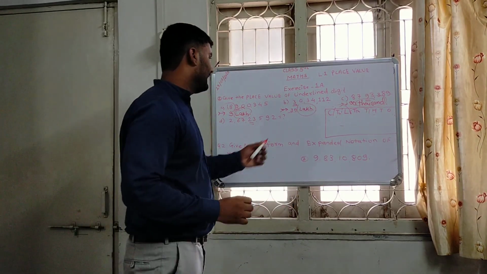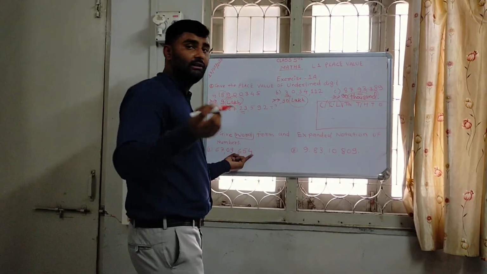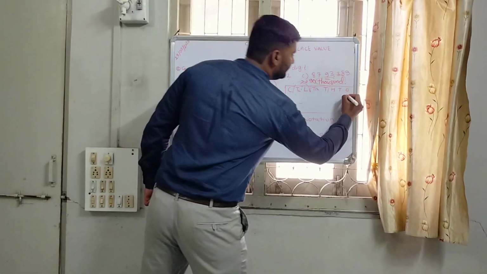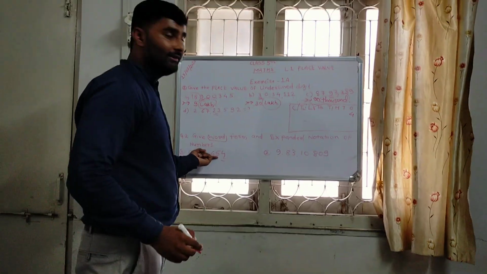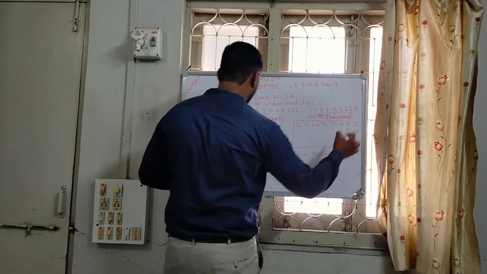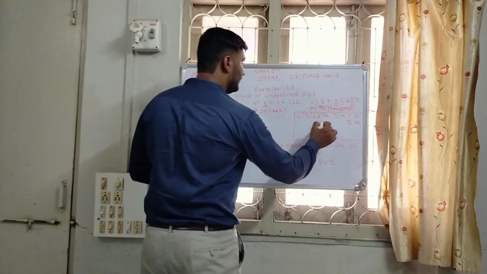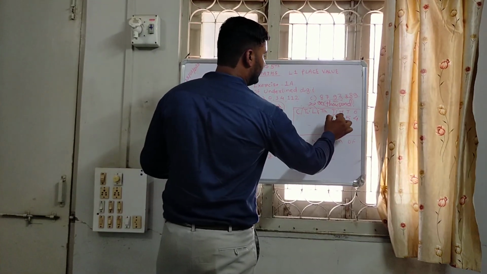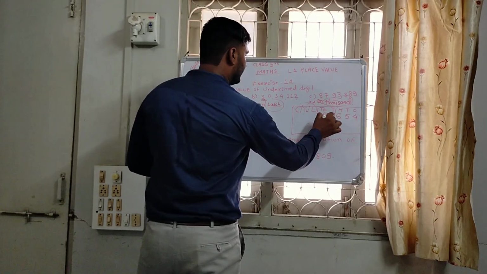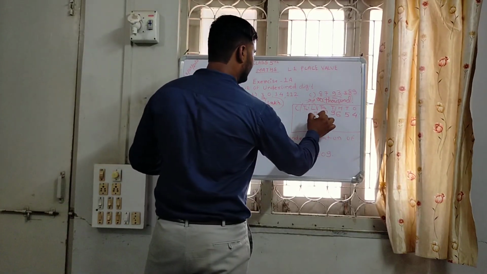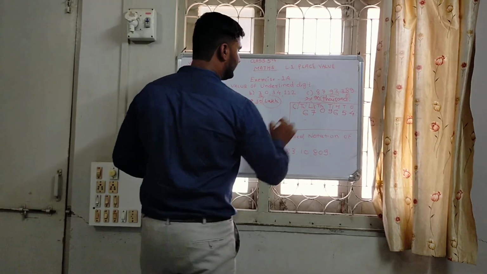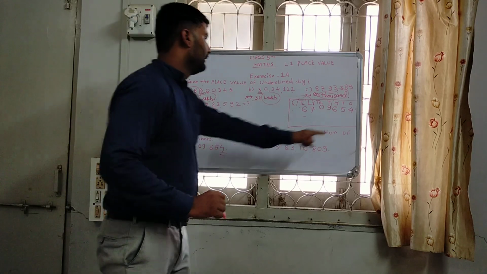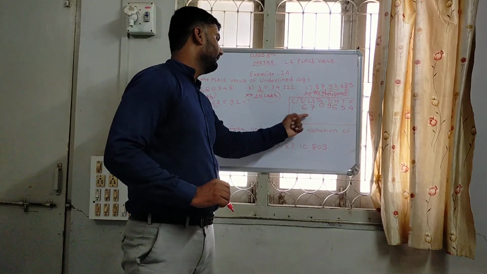Question number 1, I am writing there. What is the ones or unit value? Here 4. What is the tens value here? 5. What is the hundreds value here? 6. What is the thousand value here? 9, 0, 7 and 6. 1, 2, 3, 4, 5, 6, 7. Seven digit number.